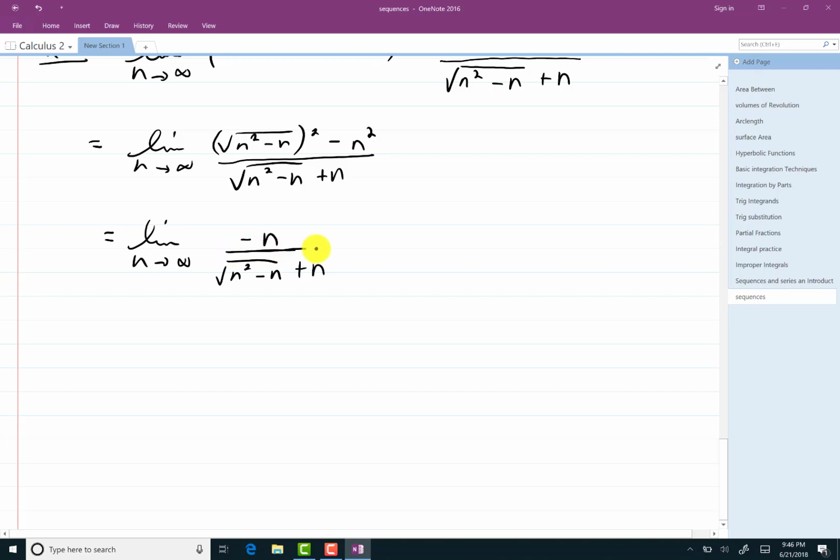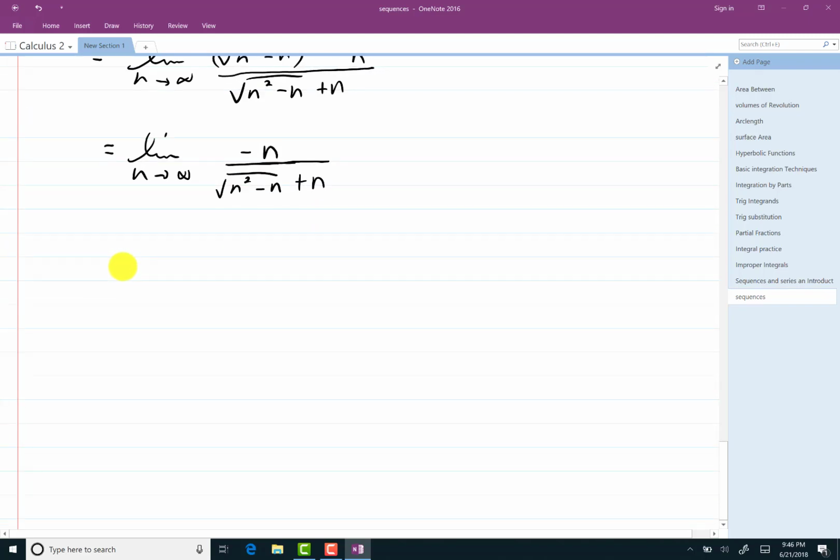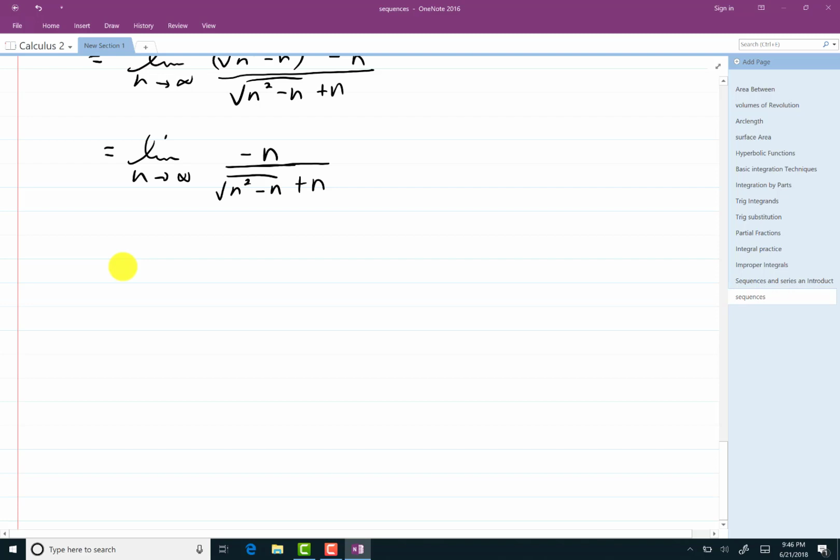Now, once again, this is the same game we played earlier. The highest power of n is not 2. The highest power of n is 1. So I'm going to multiply the numerator and denominator by 1 over n. Feel free, if you want to convert to x and change this and do a L'Hopital problem, feel free. I don't think I'd want to deal with that part of it, to be honest with you. So I'll have 1 over n times the numerator and the denominator.